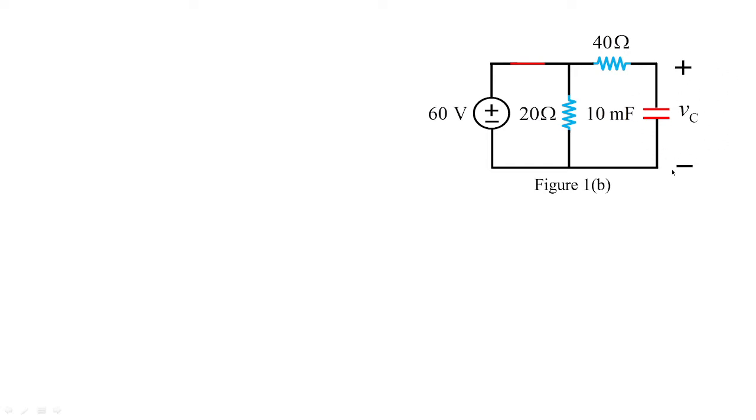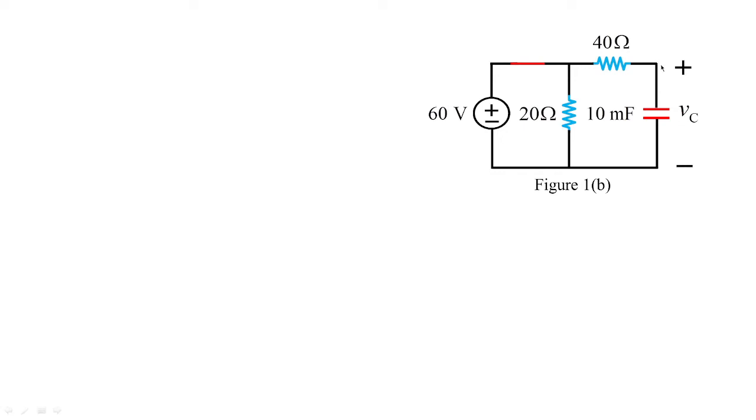Now you observe carefully what we have seen. 60 volts is applied to 20 ohms, and 60 volts is connected to 40 ohms in series. In fact, the same circuit is connected in series with 10 millifarads, and I need to know the value of voltage across 10 millifarads. So at this particular point, I am treating it as one node, and with this I am going to apply KCL. What is the KCL?